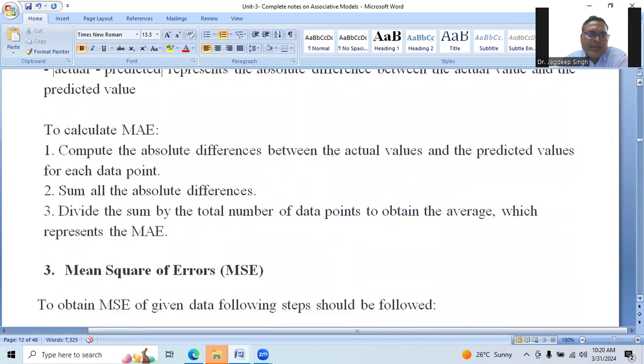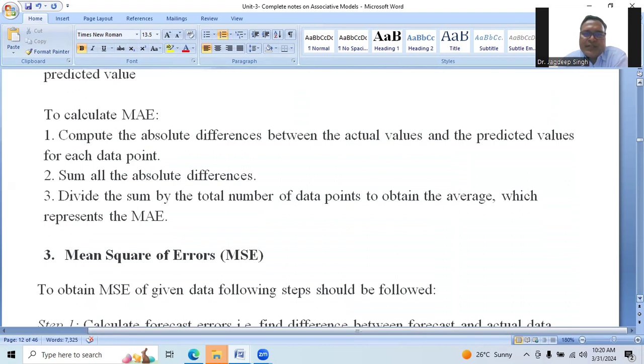To calculate MAE, compute the absolute difference between the actual values and predicted values for each data point. Sum all the absolute differences. Divide the sum by the total number of data points to obtain the average, which represents the MAE. So this is how we can calculate. We can also see one numerical example, so it will be clear to you.